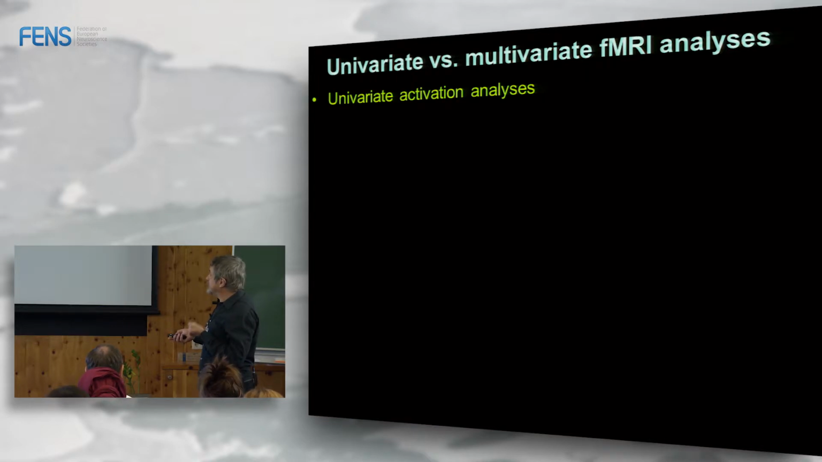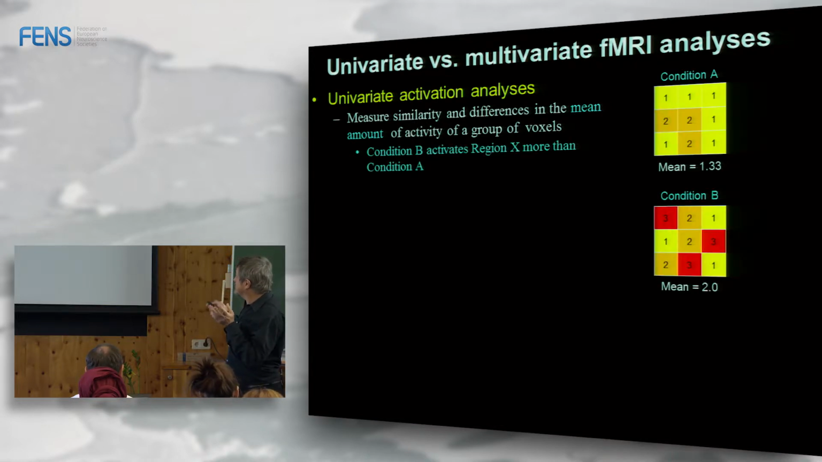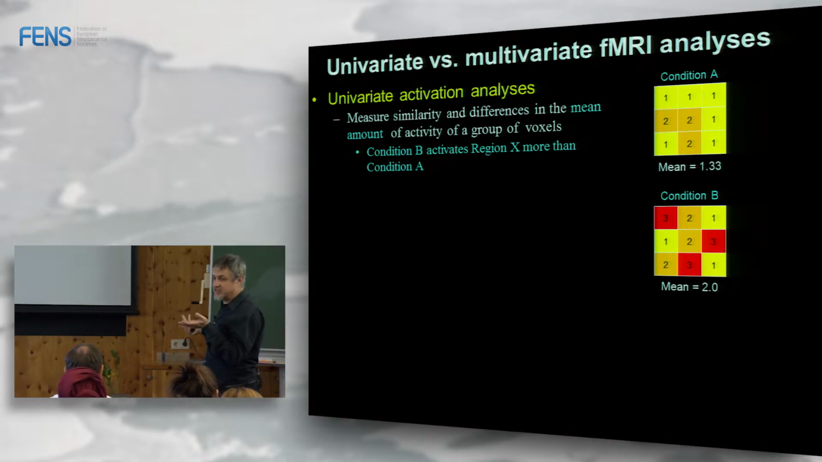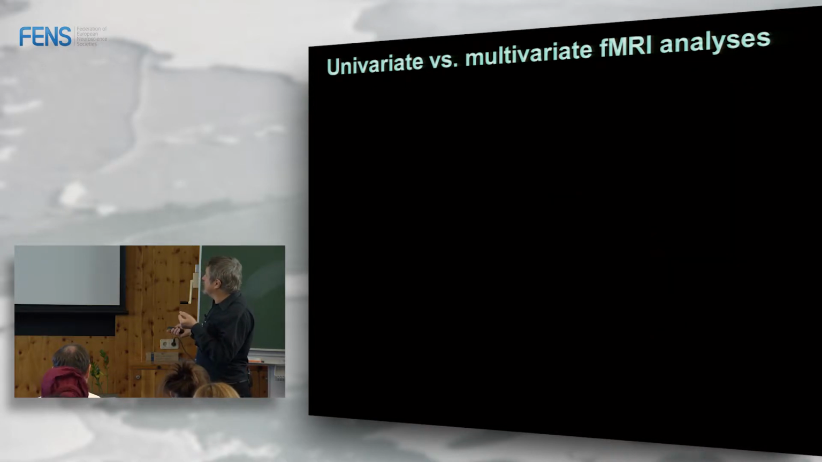Just a brief note about univariate versus multivariate analysis. As you know, in univariate analysis we compare the means of a group of voxels. Let's say in condition B there is a greater mean for these 9 voxels than in the other condition.